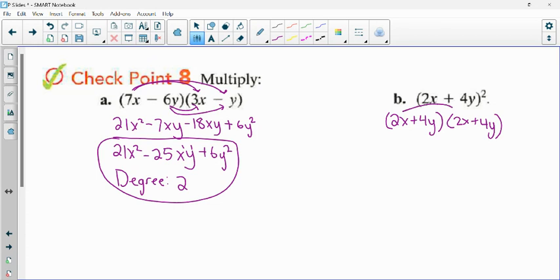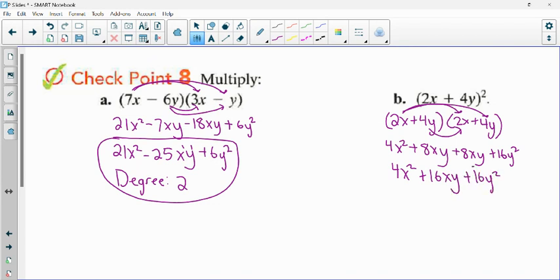And now we can FOIL this. 2x times 2x is 4x squared. 2x times 4y is positive 8xy. 4y times 2x is another positive 8xy. And 4y times 4y is positive 16y squared. So we're going to get three terms out of this, because this would be 4x squared plus 16xy and then plus 16y squared. And again, this would also be a degree of 2. Here's 2, this is 1 plus 1, which is 2, and that's 2 also.